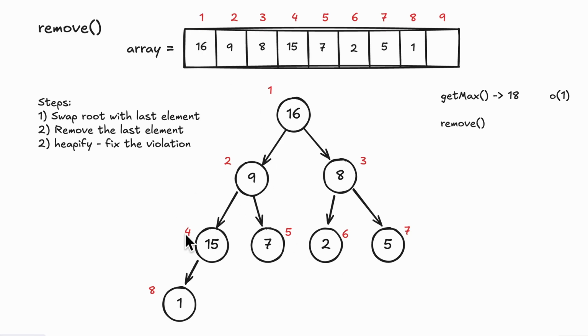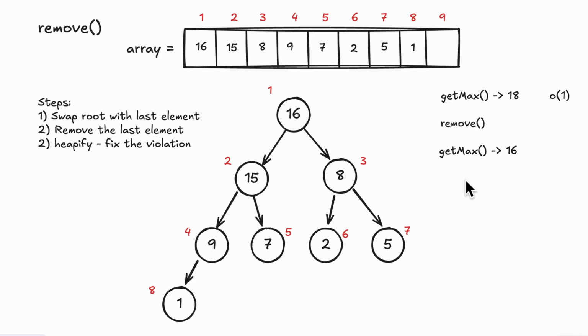Done. Now again there is one violation, as you can see. So 9 and 15 will be swapped again. 15 will come over here and 9 will go over here. Let's make the changes in the array as well. Done. Now is there any violation? I don't see any. So we have successfully called the remove function. Now if someone asks you to tell them the maximum element, again you can directly return the element present at index 1, which is 16.